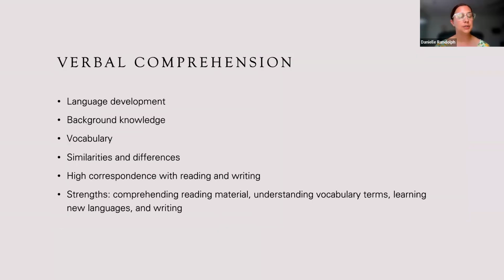Verbal comprehension is looking at language development. The assessments that are used to look at verbal comprehension test background knowledge, vocabulary, similarities and differences. There's a high correspondence between verbal comprehension and reading and writing. And so if a student is really struggling with verbal comprehension, we oftentimes see that academically they're also struggling in reading and writing. If verbal comprehension is a strength, this often corresponds to, again, being able to comprehend reading material, understanding vocabulary terms, being able to learn new languages, and having proficient writing.